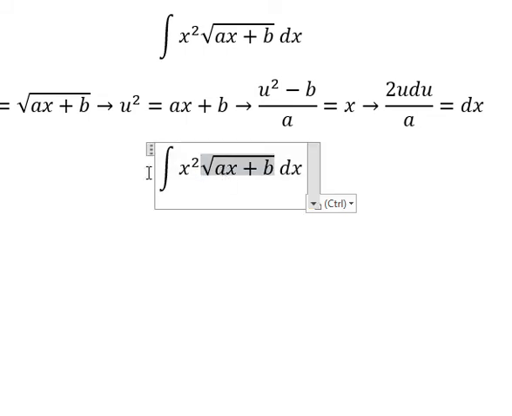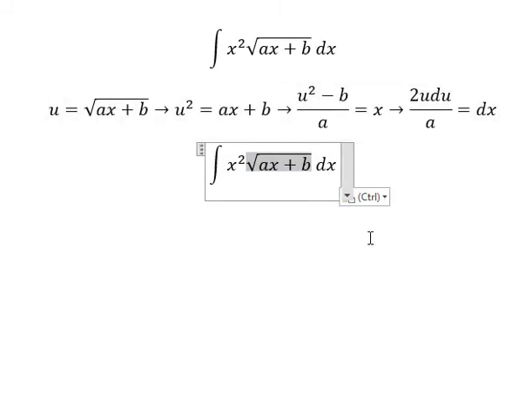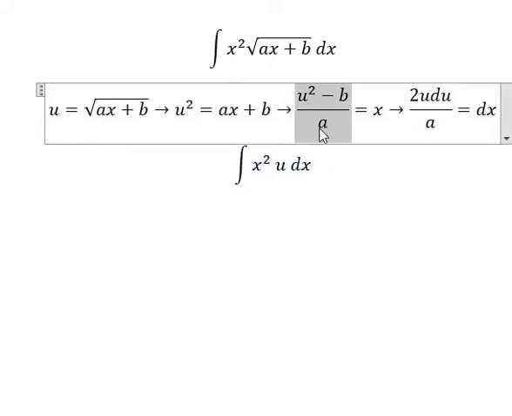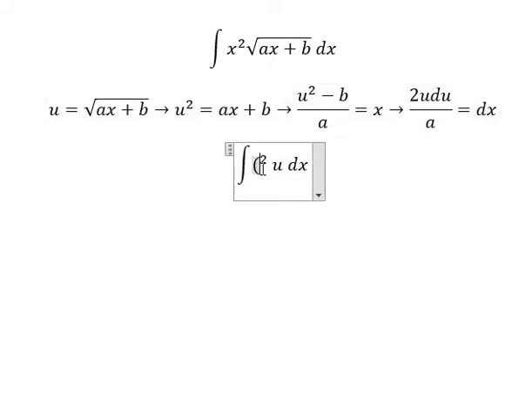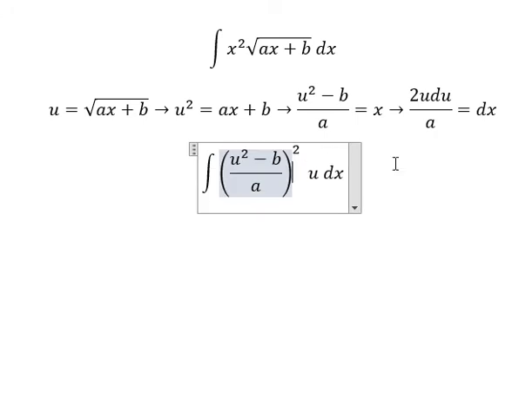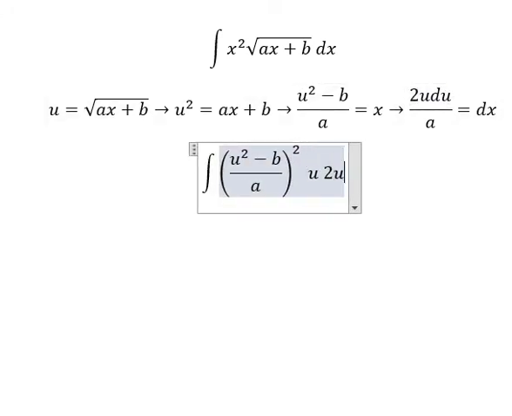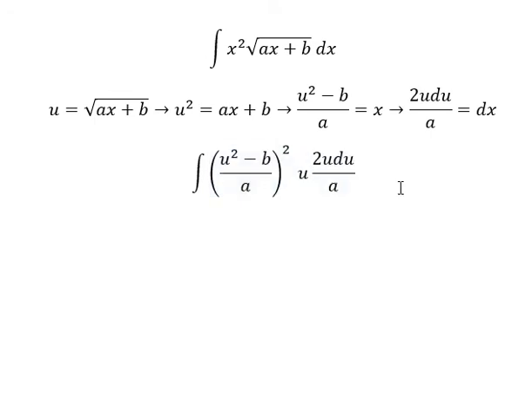The square root we change for u. The x we change for this one. So I will put number 2 and a go outside.